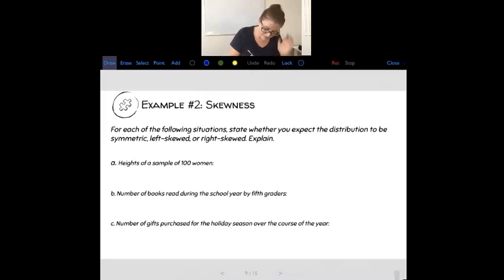Heights of a sample of 100 women, do we think it's symmetric, right skewed, or left skewed? Okay. So typically if you have 100 women, it's probably going to be pretty symmetric. The heights would fall in this middle category here, and there would be some taller and some shorter, but maybe not too many outliers to pull the mean in one direction or the other.